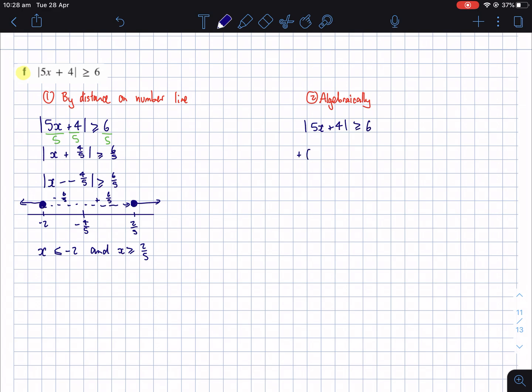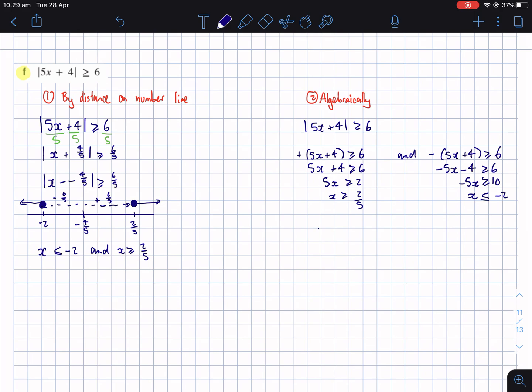Okay, algebraically, we've got the absolute value of 5x plus 4 is greater than or equal to 6, which means positive 5x plus 4 is greater or equal to 6, and negative 5x plus 4 is greater than or equal to 6. So on the left, so we've got 5x plus 4 greater than or equal to 6, which means 5x is greater than or equal to 2, which means x is greater than or equal to 2 fifths. Excellent. Negative 5x take 4 is greater than or equal to 6. Negative 5x is greater than or equal to 10. So x is less than or equal to negative 2.